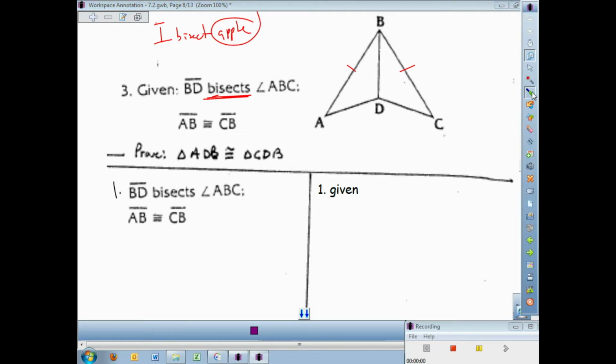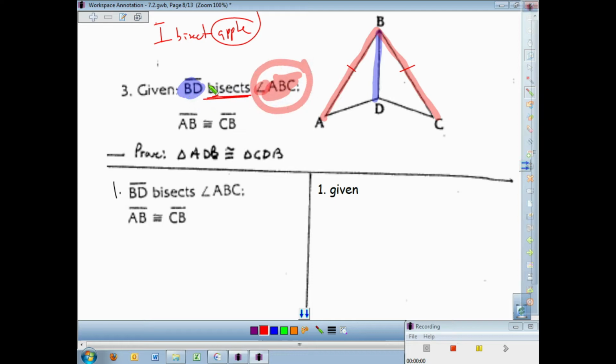If segment BD bisects angle ABC, what got cut into 2 equal pieces? The segment or the angle? Well, the angle got cut into two equal pieces. And if you bisect an angle, you're going to get two little angles, just like if I bisect an apple, I'm going to get two little apples out of that. You're not going to cut an apple in half and get two oranges out of it. If you bisect an angle, you're going to get two little angles, not two little segments.